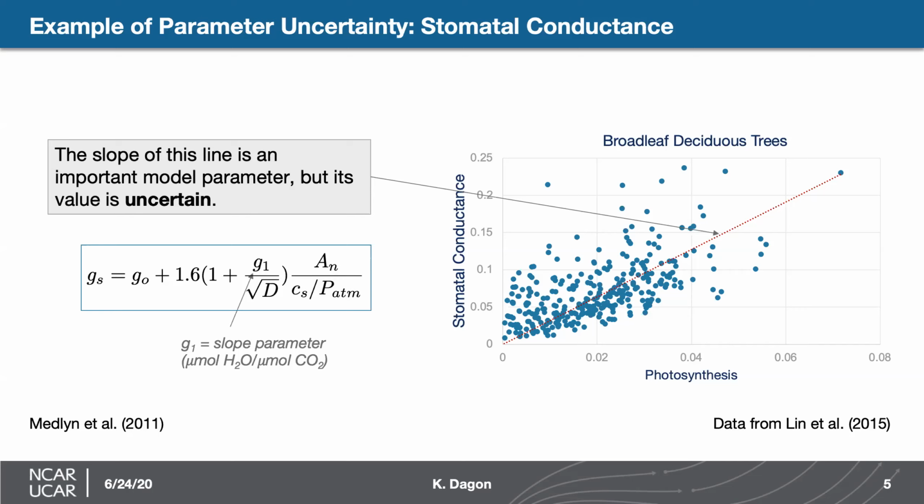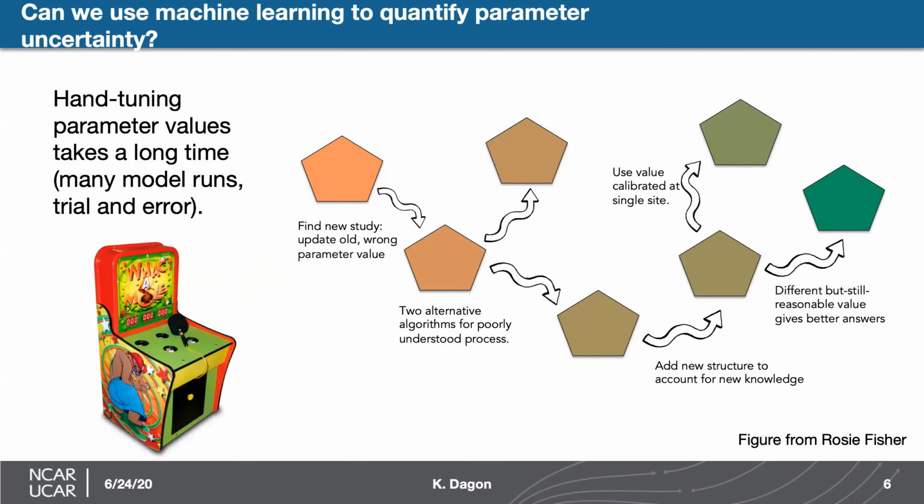And so that's just one example of how parameter uncertainty propagates through to produce different predictions with the land surface model. So my question was, can we use machine learning to think about this parameter uncertainty? On the right here, I'm showing a figure from Rosie Fisher trying to document how parameter calibration, when you're doing it by hand, is often like a game of whack-a-mole. You fix something in one part of the model and then it breaks something else.